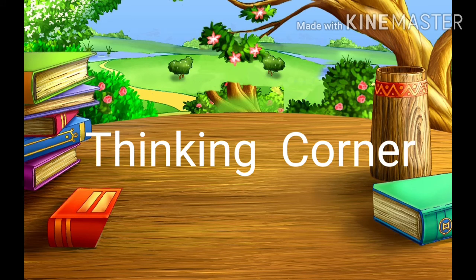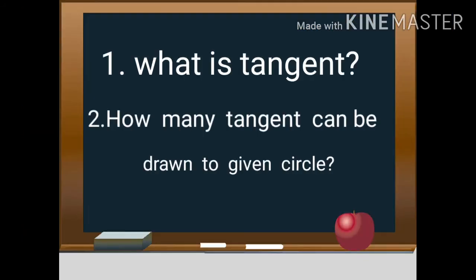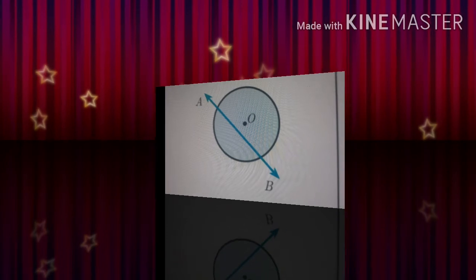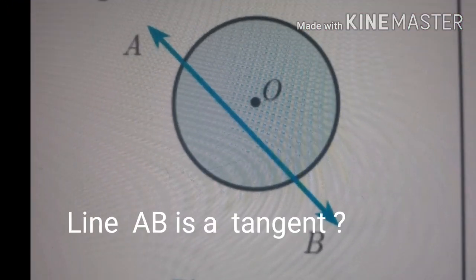Thinking corner. Your homework. Line AB is a tangent.